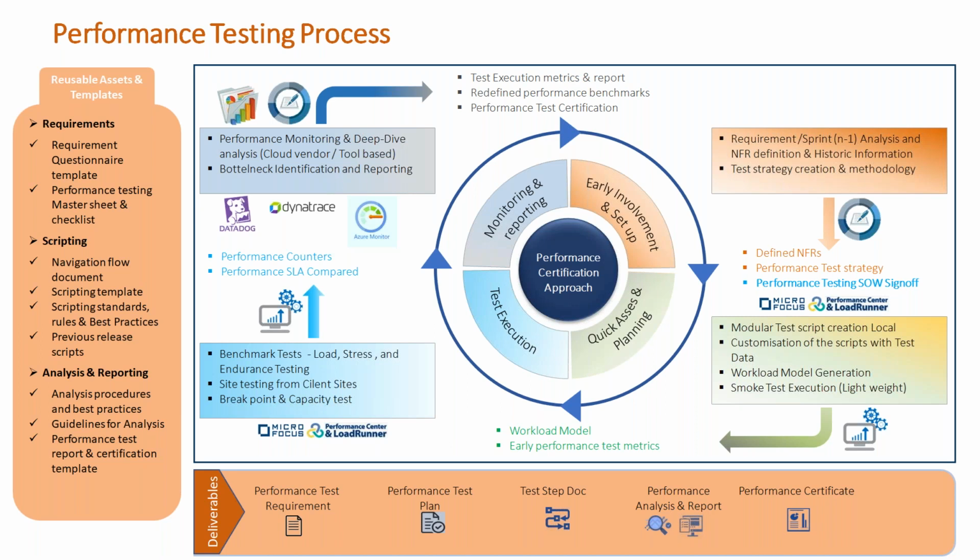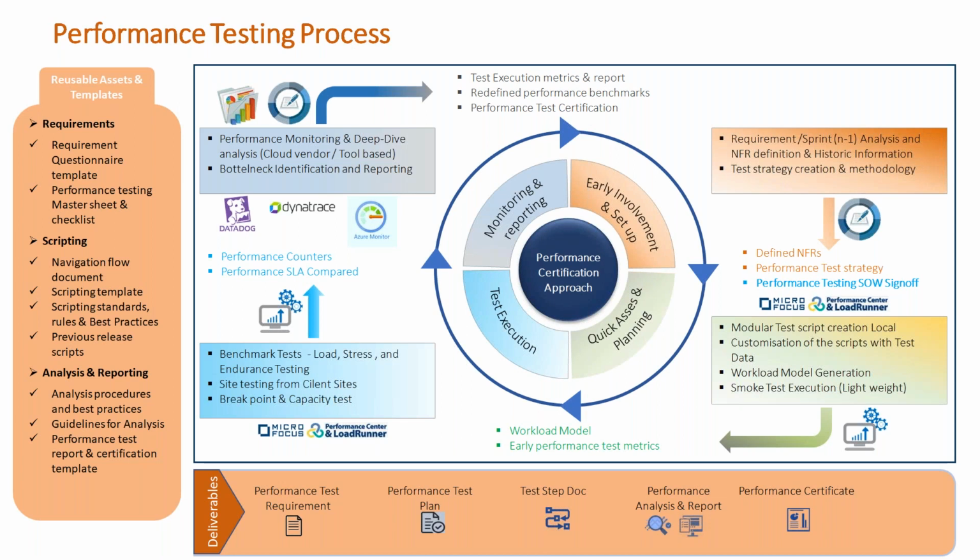Once that SOW is done, sealed and signed, then comes the module test script creation in local. It basically says that we'll start working on the script. We know the scenarios, we'll create the scenarios, and we'll create a transaction flow document. Once those documents are ready, think of it as when we are going to the client, we are explaining to them how we work, what our process is.